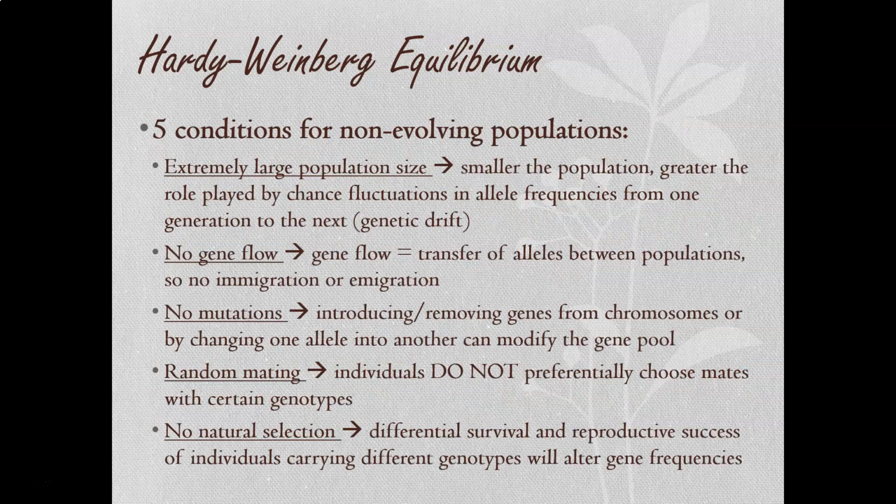So here's the thing. There are 5 conditions that need to be in place in order for there to be this non-evolving population. And again, most populations will fail one or more of these when we look at them truly functioning in nature. First and foremost, they have to be extremely large population sizes. So the smaller the population gets, the greater there's a chance of just random fluctuation in their allele frequencies from one generation to the next. Something we'll talk a little later about as genetic drift.